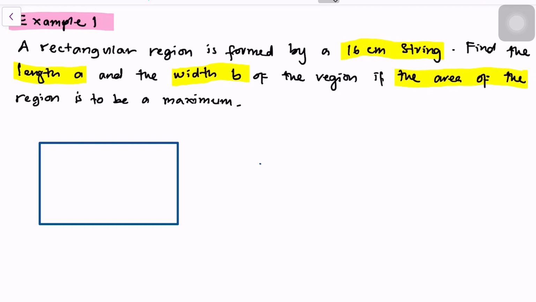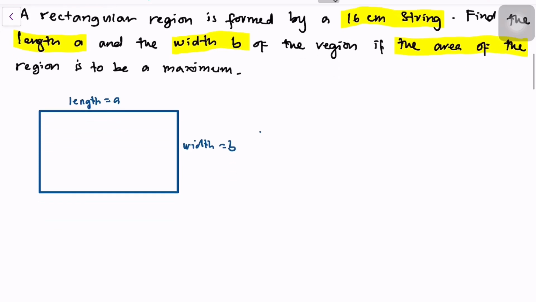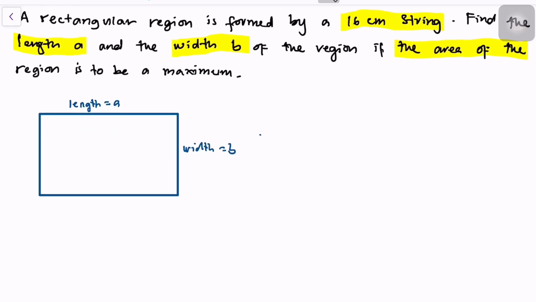So we know that our length is A. So this is our length, which is equals to A, and we have our width of the rectangle, which is B. And the second information that we have is the perimeter of the rectangle is 16 cm. Alright, so first we're going to start with the first step yang kita bincang tadi.